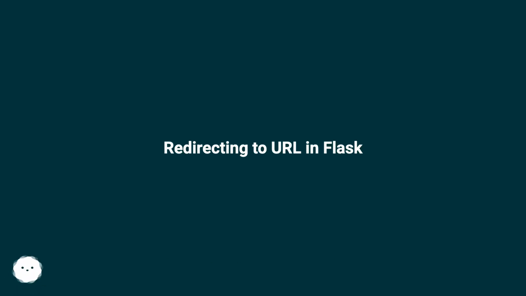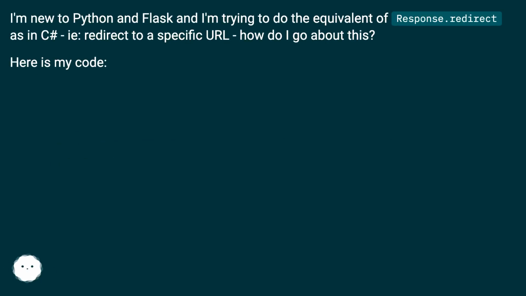Redirecting to URL in Flask. I'm new to Python and Flask and I'm trying to do the equivalent of response.redirect as in C#, i.e., redirect to a specific URL. How do I go about this? Here is my code.